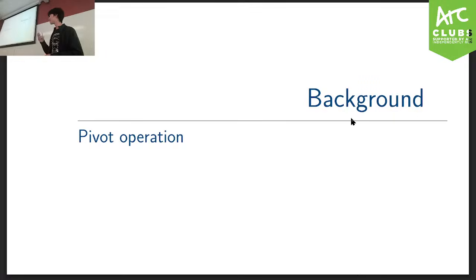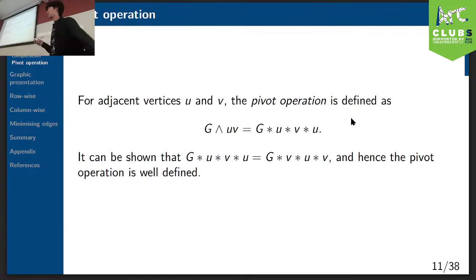Hello. So there's an operation called a pivot, and this operates on an edge. If U and V are adjacent, so we have the edge UV, then we define pivoting on the edge UV to be inverting on U and then V and then back on U again.